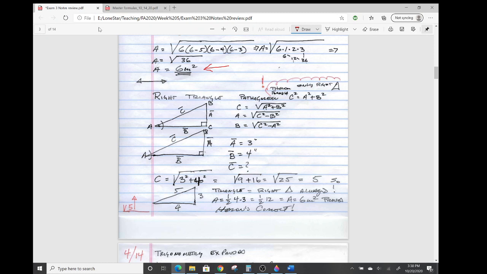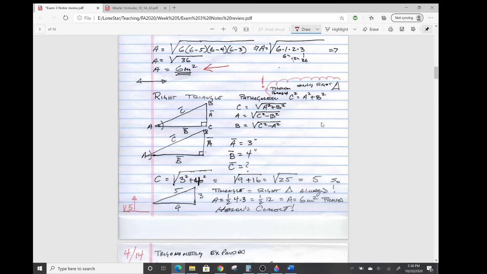Let's go back over to our notes. So we got a right triangle. Pythagoras, c squared equals a squared plus b squared. Now you already know this because I already told you in the other video, and it's in the formula sheet, that a 3, 4, 5 triangle is a right triangle, always and forever. But let's pretend we don't know that right now.